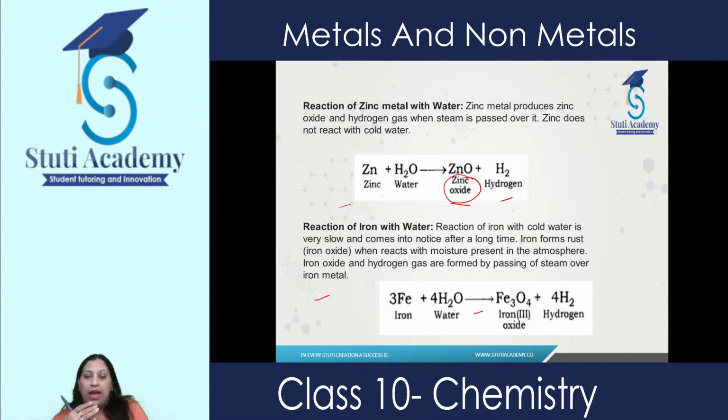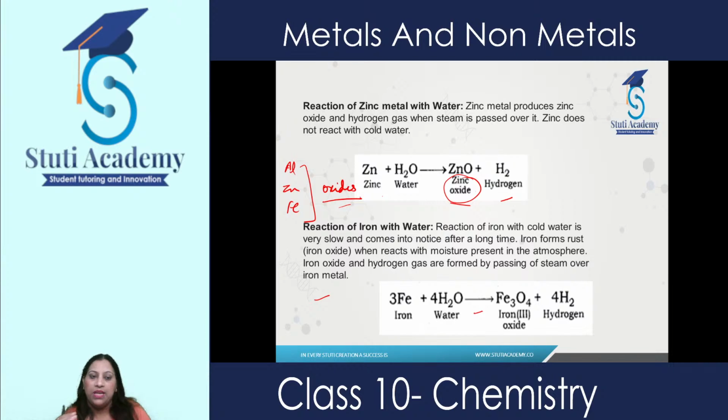So aluminium, zinc and iron show very slow reaction with cold water, and that's why we need steam for this reaction. So when steam is passed over aluminium, zinc and iron, all result in the formation of oxides instead of hydroxides.